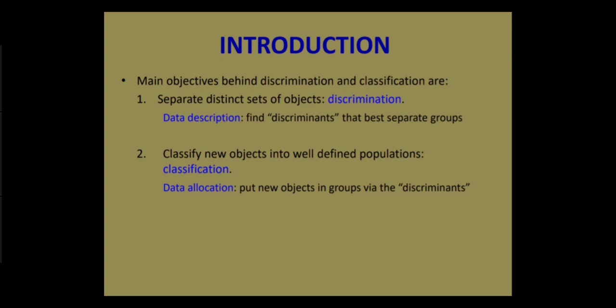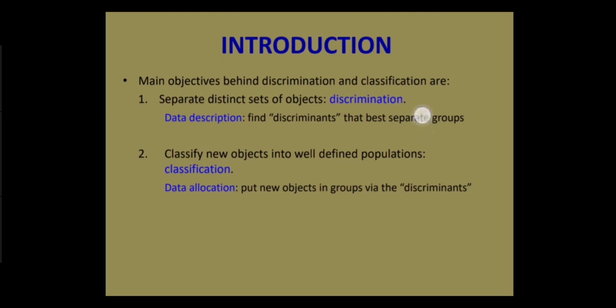to separate the distinct sets of objects, which we define as the discrimination. It is the data description, where at this point we find the discriminants that best separate the groups. We find the discriminator that is best to separate among groups, to separate the observations or the objects into groups. Okay, we define what the discriminators are.